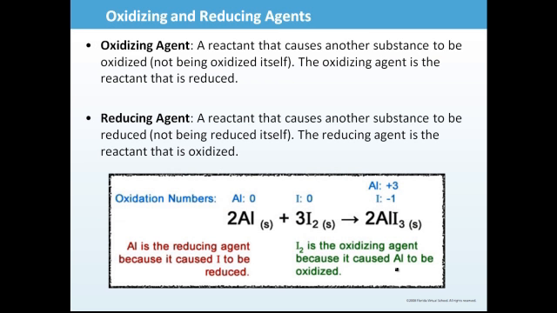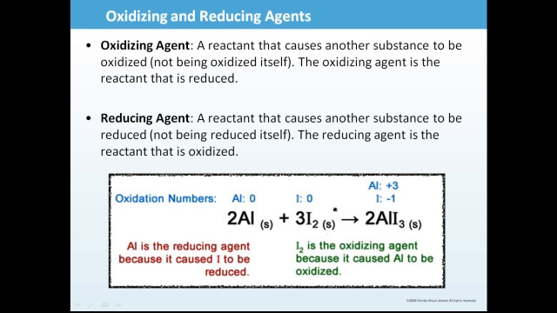Now the last thing in the lesson was dealing with agents, an oxidizing and reducing agent. An agent is simply a reactant that causes something to happen. So an oxidizing agent is the reactant that causes the other substance to be oxidized. So if you think about it, the oxidizing agent is also the reactant that was reduced. The reducing agent is going to be the reactant that causes something to be reduced. So the one that was oxidized is also going to be the reducing agent.